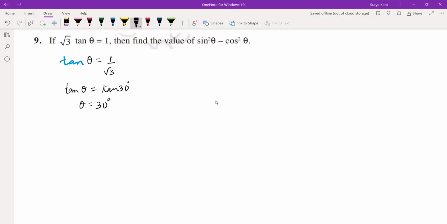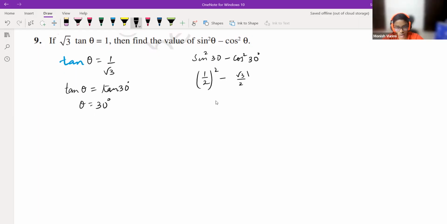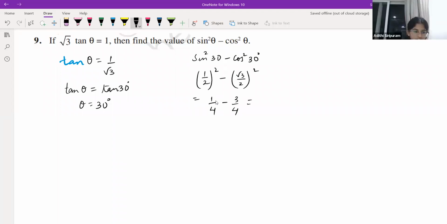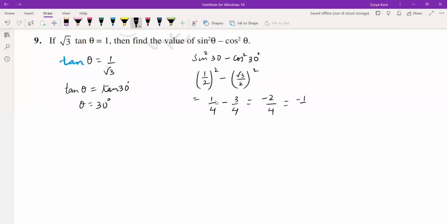Now the same 30 degrees we'll put over here: sine square 30 minus cos square 30. So 1 by 2 whole square minus... Sir, you can use the identity. Yes, you can use the identity also. So 1 by 4 minus 3 by 4. What will you get as the answer here? Minus 2 by 4. Minus 1 by 2.